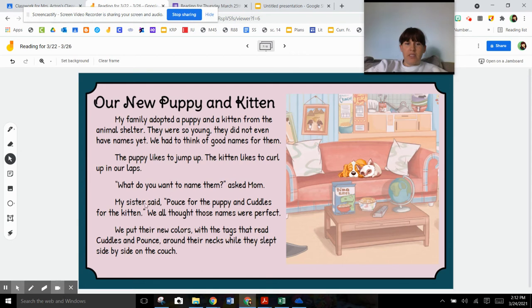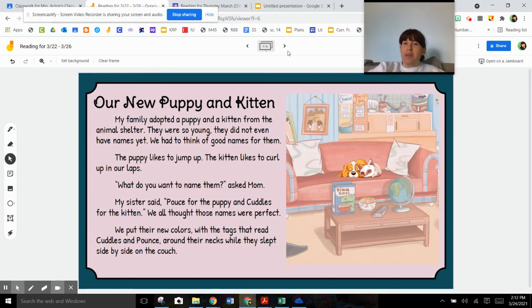Asked Mom. My sister said Pounce for the puppy and Cuddles for the kitten. We all thought those names were perfect. We put their new collars with the tags that read Cuddles and Pounce around their necks while they slept side by side on the couch. And there they are sleeping side by side.